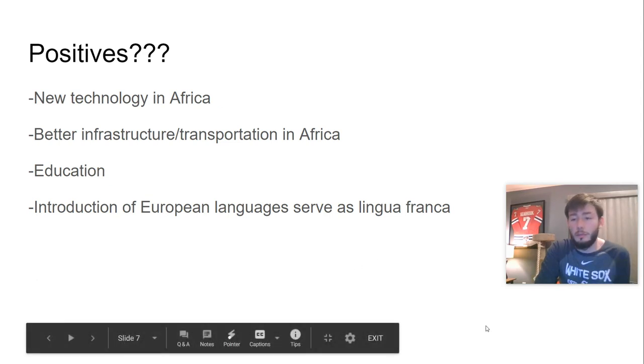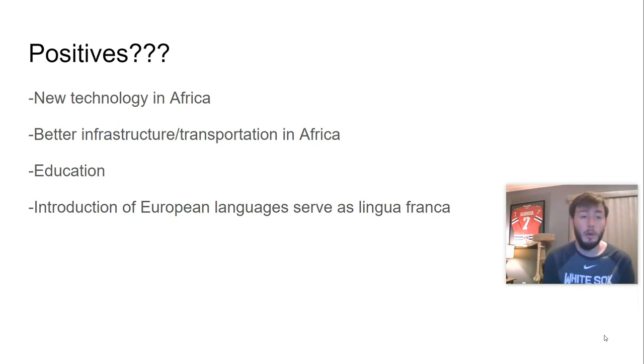Okay, so the positives. So what are the positives, if there are any? There's definitely positives that take place as a result of European colonization. One of them is the new technology that they brought into Africa. They brought better infrastructure and transportation into Africa. And we're talking about these cities in Africa that the Europeans essentially built. And these cities have huge buildings, architecture, transportation. They set up railroads, they built highway systems, they built airports. So the infrastructure and transportation was a big deal.